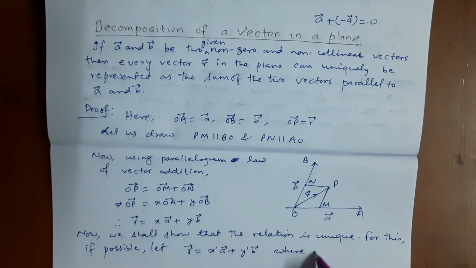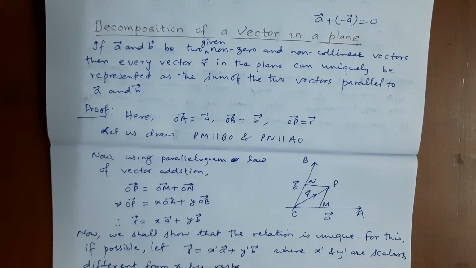are scalars different from X and Y respectively. Okay, so this X dash and Y dash are the scalars which are different from X and Y respectively.